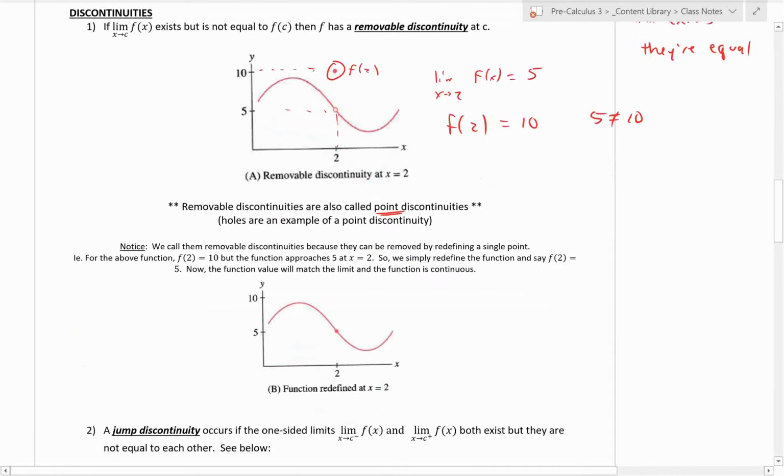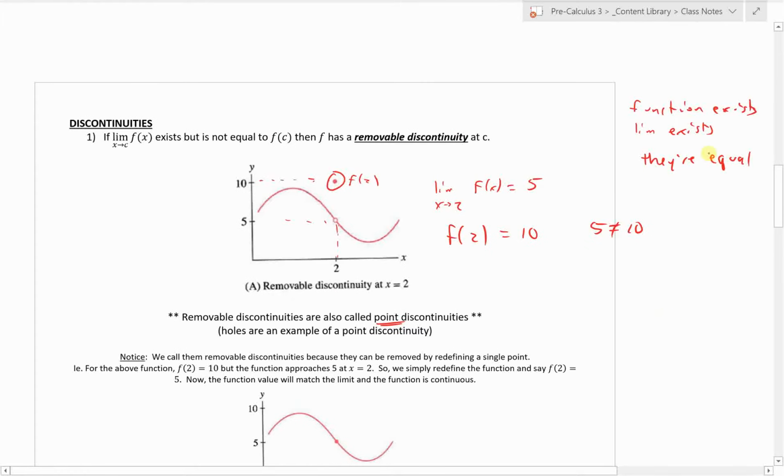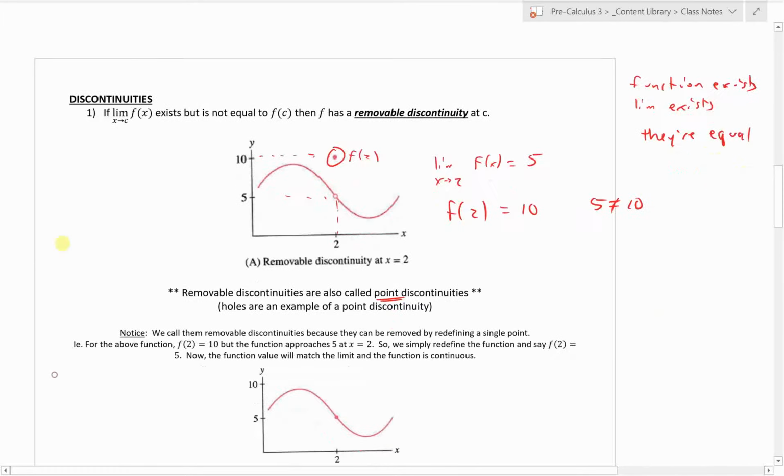Okay, so again, we call it removable because we could simply take that point and just slide it down, and then we would have a continuous function again. So that's a removable discontinuity, when the limit exists and the function value exists, but they are not equal to each other. So the third criterion is missed.